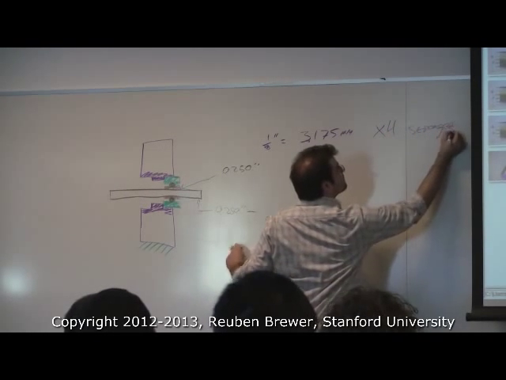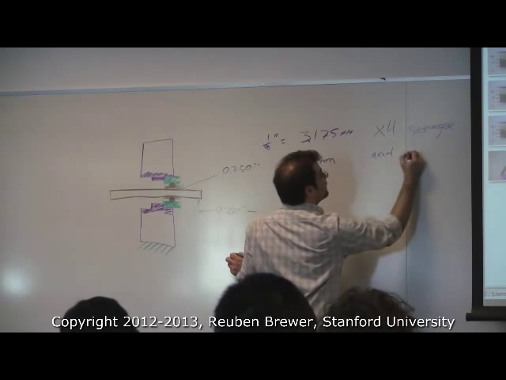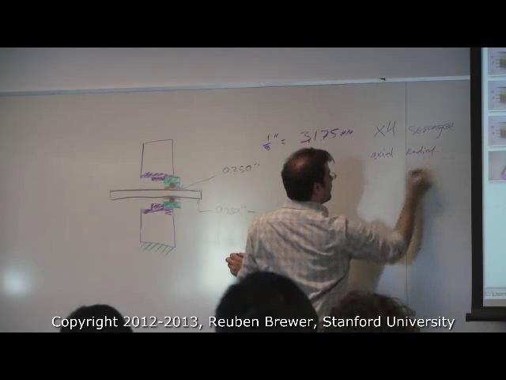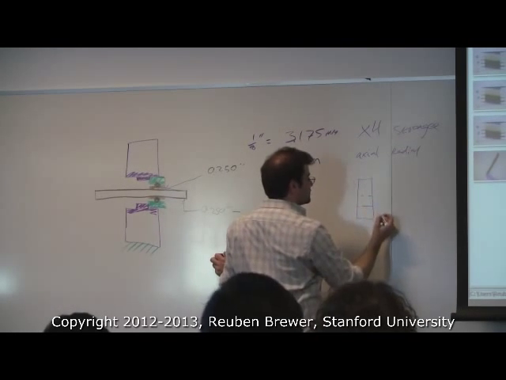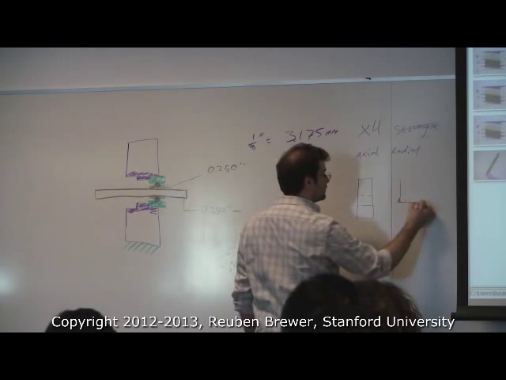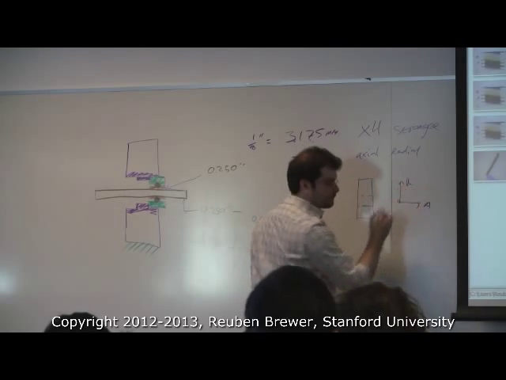And what directions would it be stronger in? Two of them. Axial and radial. And if I were to draw a ball bearing here, somebody tell me I've got 2 axes. What's axial? And this is radial. Okay.